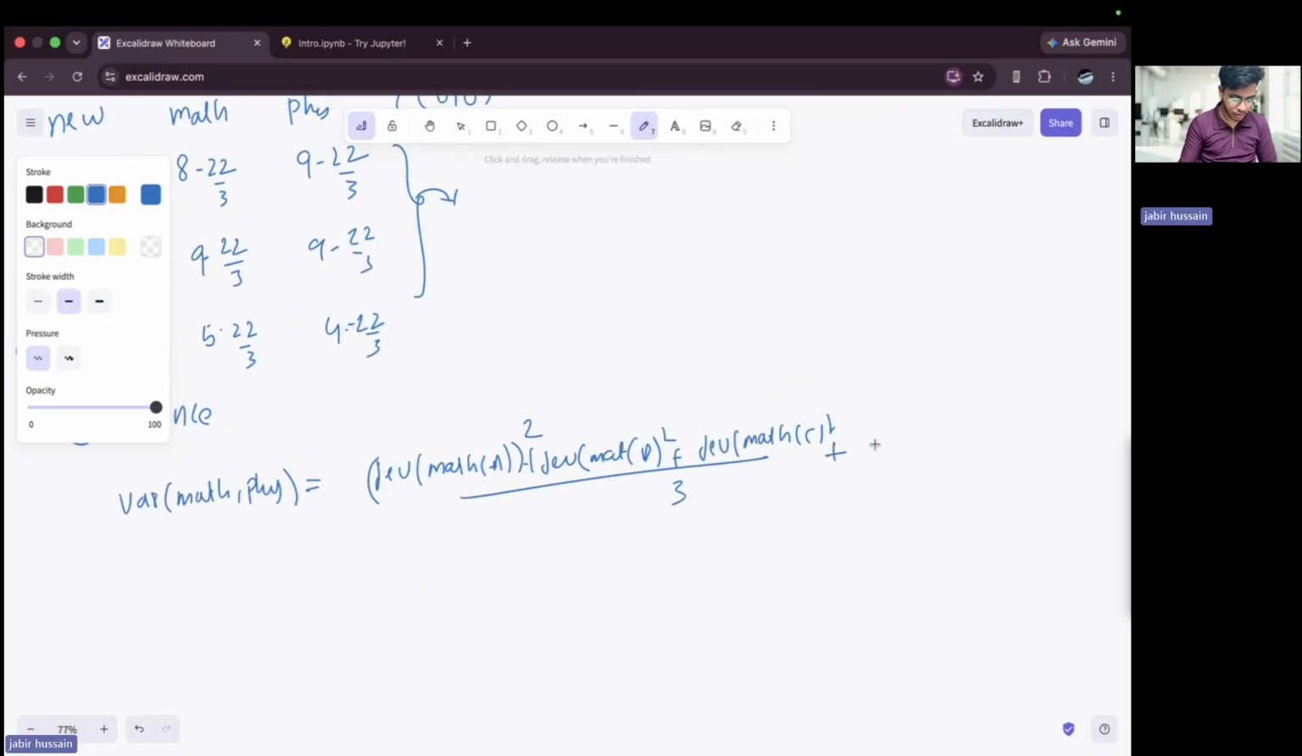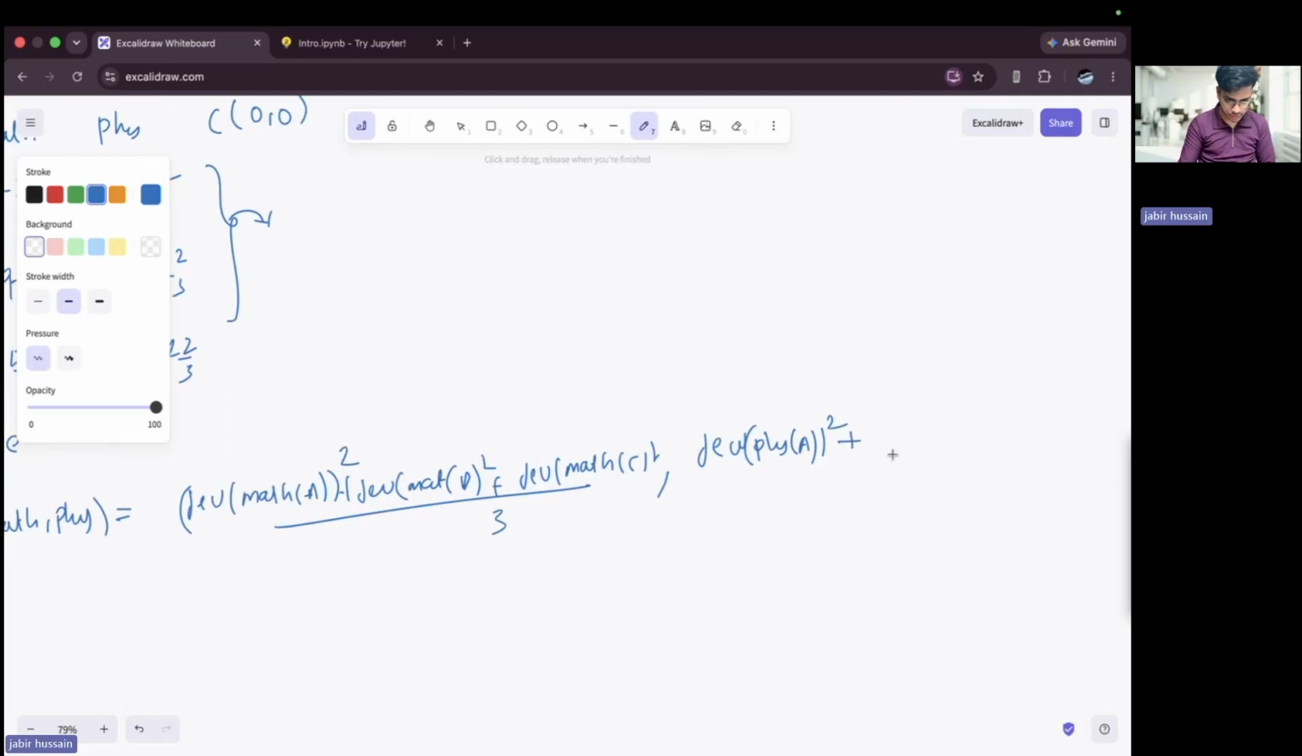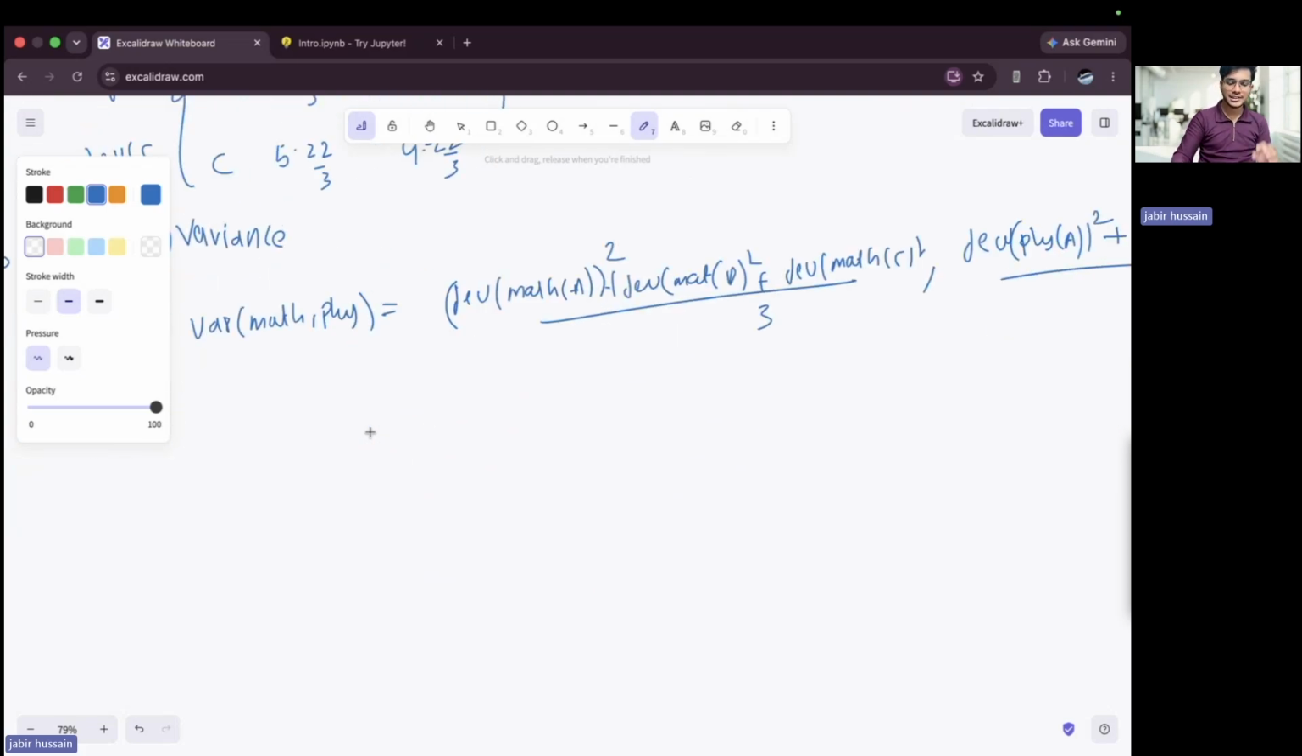Similarly, variance of physics: deviation of physics of A square plus B square plus deviation of physics of C square divided by 3. So this is our deviation. Now, deviation tells you how much the data is varying, and the data which has more spread will have higher variance value.